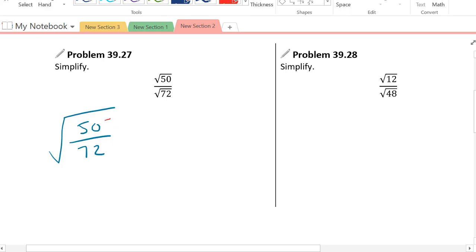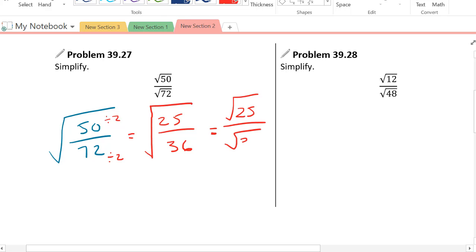So let's reduce by 2 first. I can't think of anything else right now. So it's going to be the square root of 25 divided by 36. And now, oh, look at that. They turn into perfect squares. So now I can split them up. So now I can say this is the same as the square root of 25 divided by the square root of 36. And what is that equal to? 5 over 6. So again, if you can't divide evenly, you just reduce.